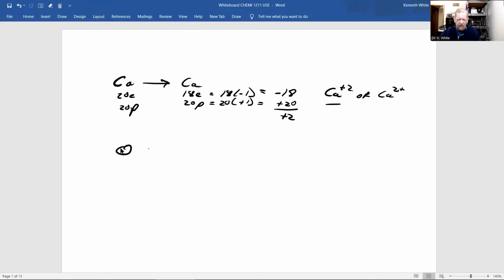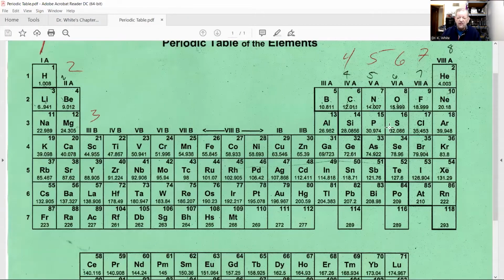Let's do oxygen. What ion does oxygen form? And if we look at our periodic table, let's go there. You'll see oxygen atomic number 8. And what's the nearest noble gas? Well, neon is 2 away, helium is 6 away, and argon is 10 away. How do I do that? I look at the atomic number and the difference. You want the smallest difference.